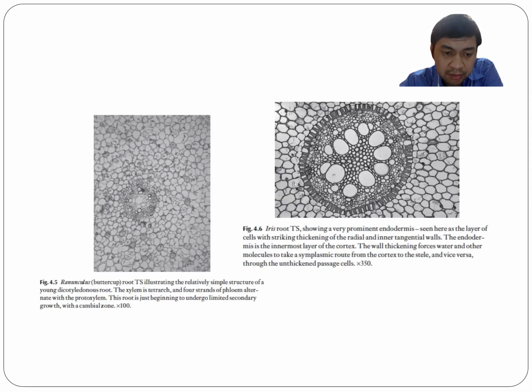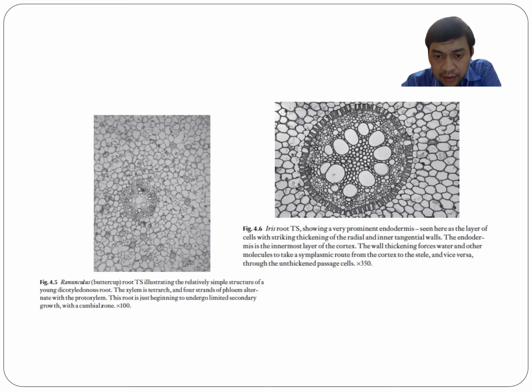Here is Ranunculus, which we call buttercup root, illustrating the relatively simple structure of a young dicotyledonous root. The xylem is tetrarch and 4 strands of phloem alternate with the protoxylem. This root is just beginning to undergo limited secondary growth.